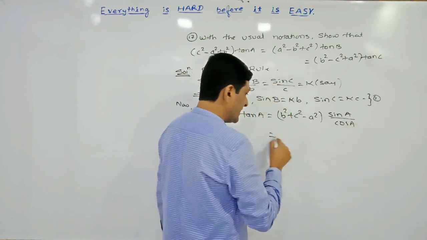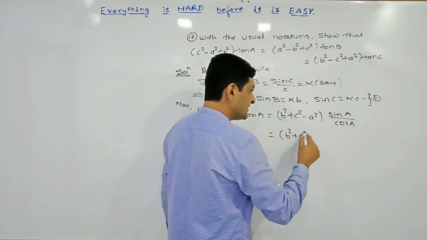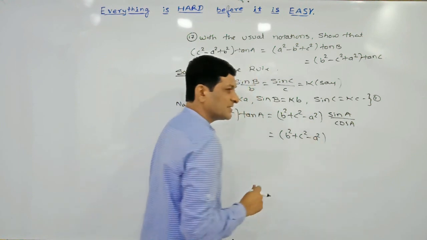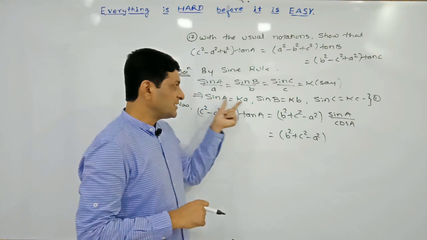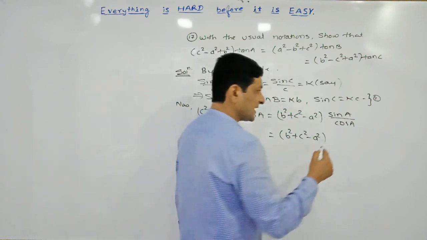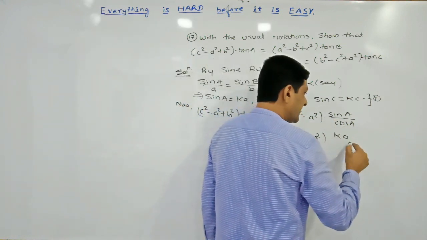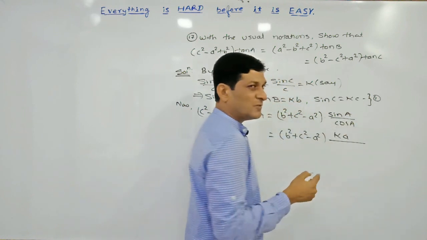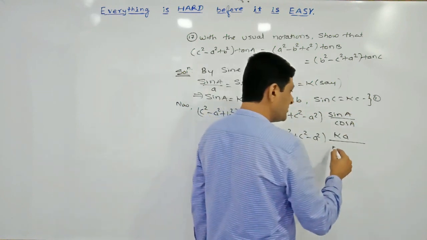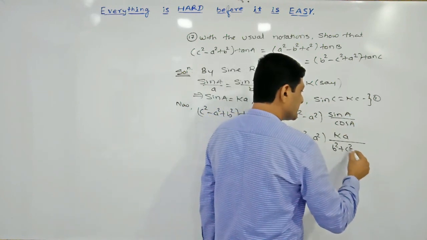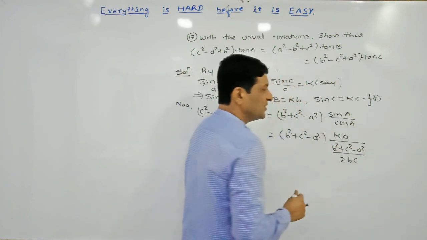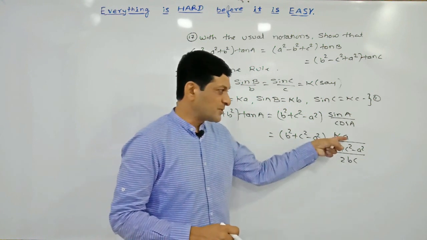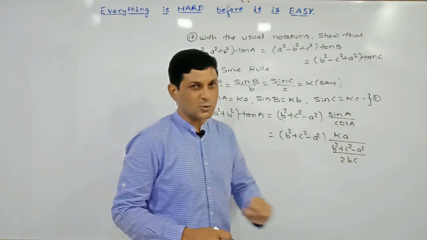So which is equal to, keep this b square plus c square minus a square as it is. According to equation number first, what is the value of sine a? Sine a is equal to ka. So sine a is equal to ka, and according to the cosine rule, the value of cos a is equal to, what is the value of cos a? b square plus c square minus a square upon 2bc. So here we have substituted these values from the sine rule and, in the denominator, the cosine rule.